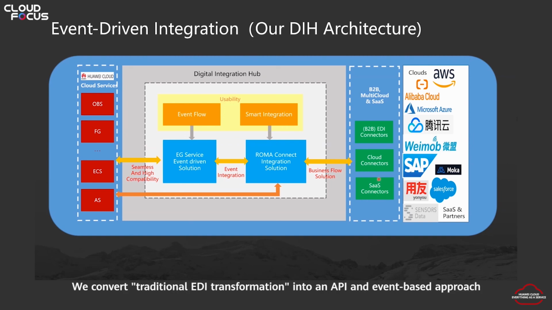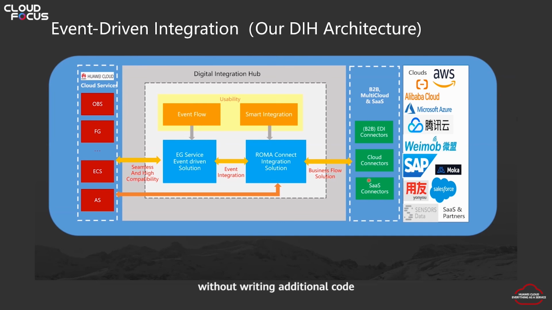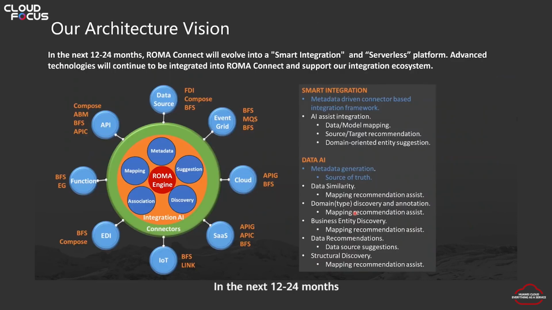We converted traditional EDI transformation into an API and event-based approach. And it can be done by drag and drop from the ROMA Connect business flow console without writing additional code. In the next 12 or 24 months, ROMA Connect will evolve into a smart integration and serverless platform. We will continue to integrate advanced technologies into ROMA Connect and support our integration ecosystem and our vision.